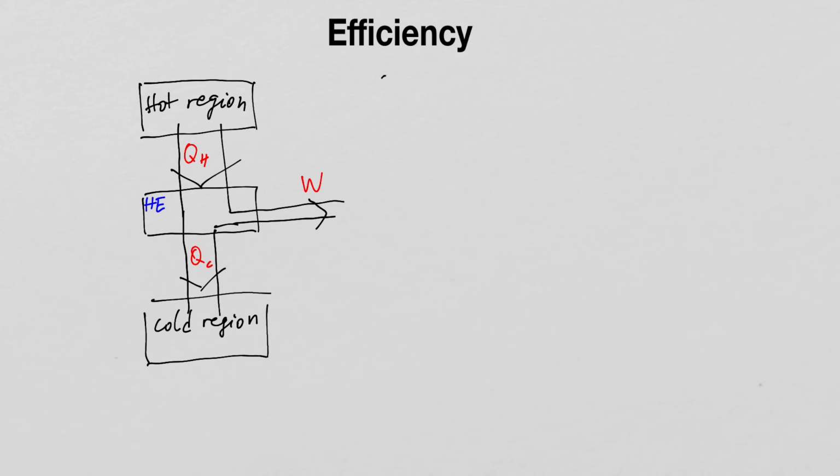So then the conservation of energy equation becomes QH is equal to QC plus W. The heat supplied by the hot region is equal to the work done by the heat engine plus the heat released into the cold region.